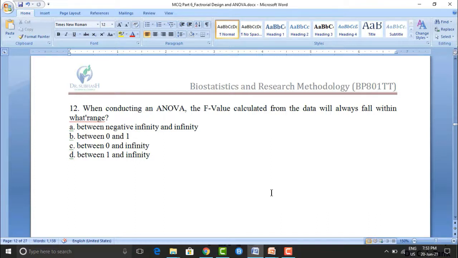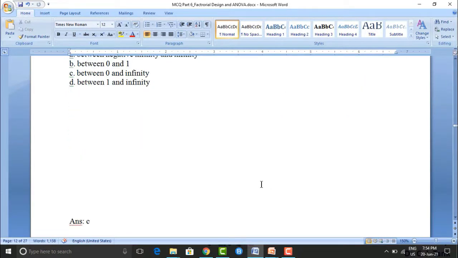Option A, between negative infinity and infinity. Option B, between 0 and 1. Option C, between 0 and infinity. Option D, between 1 and infinity. The correct answer for this question is answer C, that is between 0 and infinity.